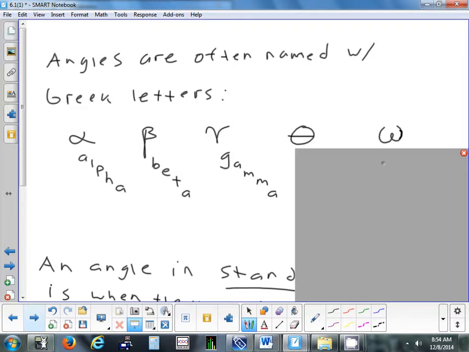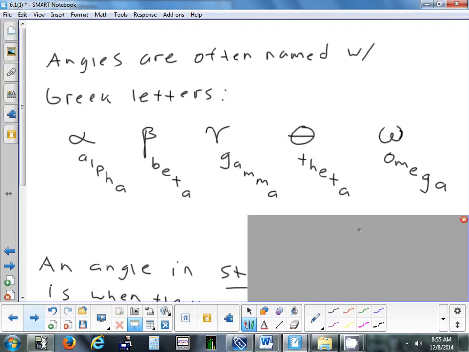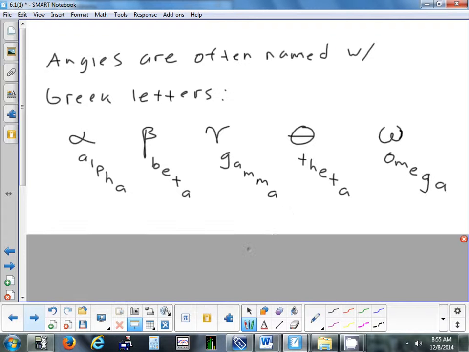That's gamma. Theta, we just mentioned that one. And how about this one? Looks kind of like a W, but it curves back in on the middle of itself. Isn't that the lowercase omega? That's a lowercase omega. Versus a capital omega, you might have seen that before. It looks almost like a horseshoe, except the bottom part is flat.